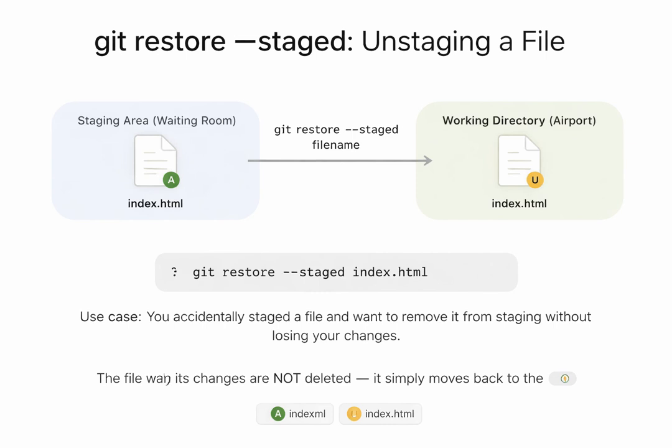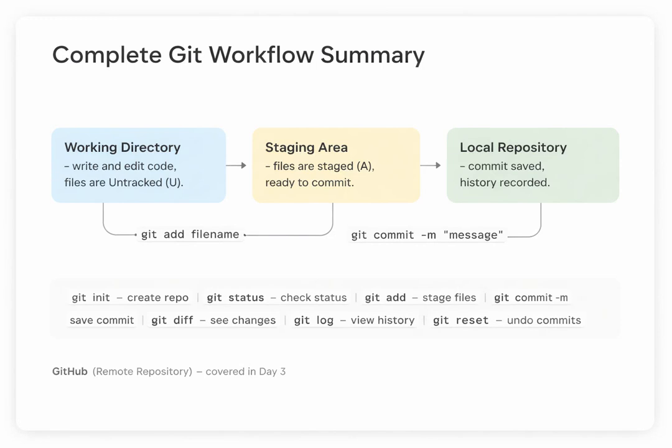The file just moves back to the working directory, so to speak, from the waiting room. You can then make more edits and restage it when you're ready. This is a safe, reversible operation. No data is lost. Let's bring everything together with a complete picture of the Git workflow.